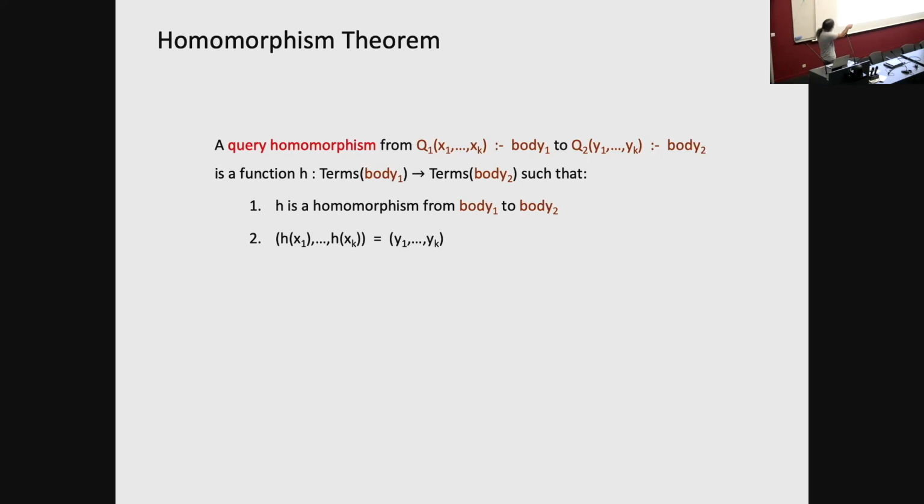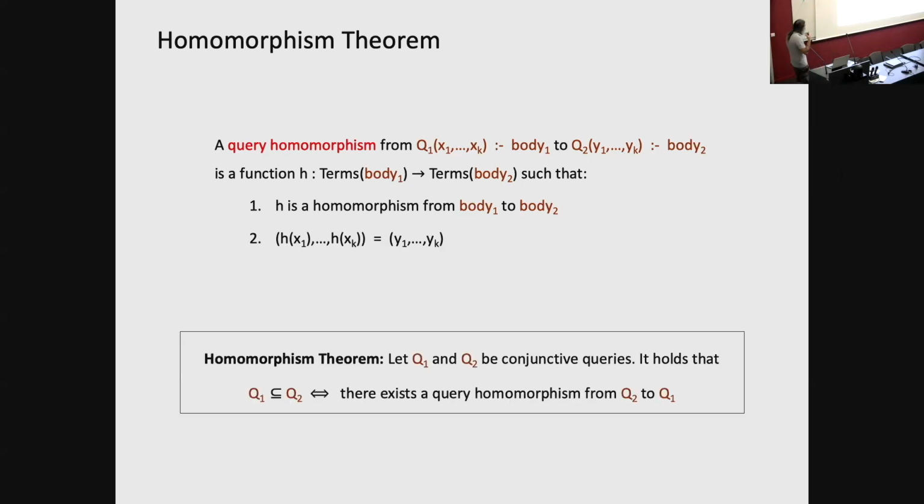So h is a homomorphism from body 1 to body 2. Recall that these bodies are sets of atoms, so I can talk about homomorphisms. So it's a standard homomorphism, but in addition, we want to respect the output variables. The key point in the notion of query homomorphism is that if I apply this homomorphism to the output tuple of Q1, what I get is the output tuple of Q2. So again, it's just a plain condition that it respects the output tuples.